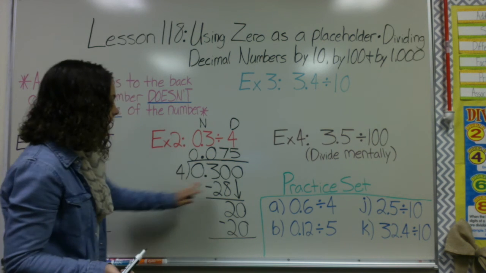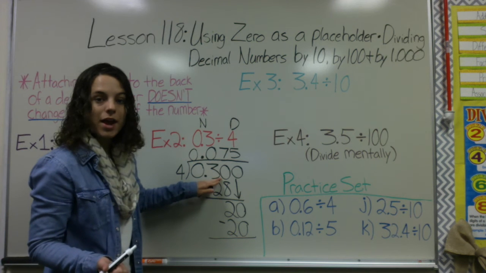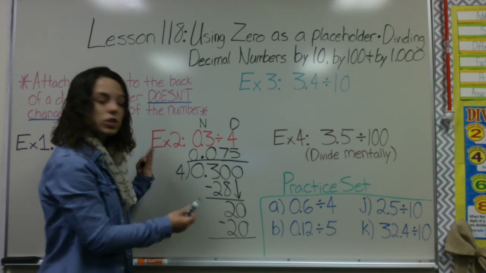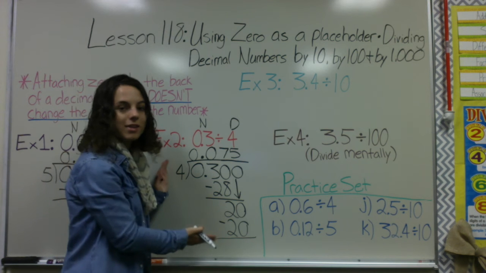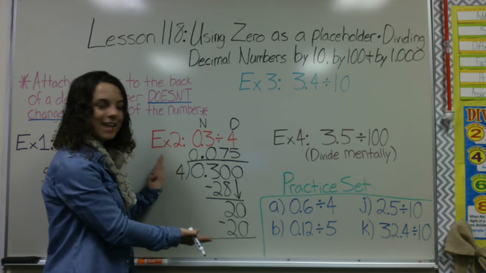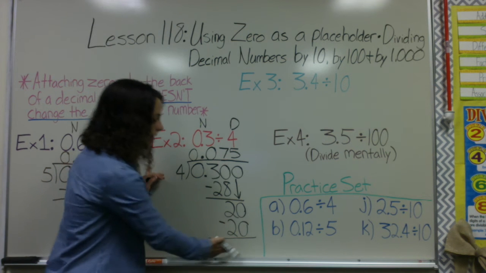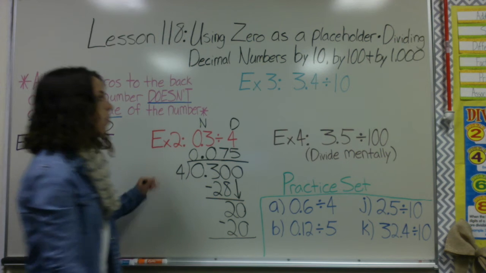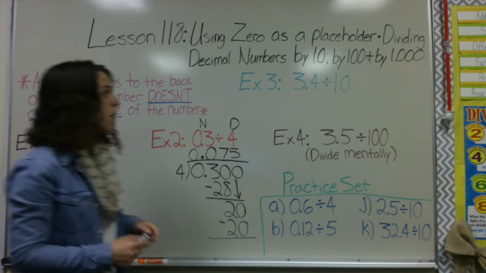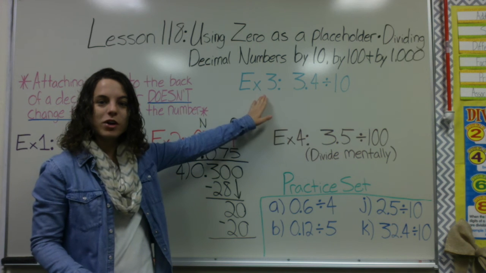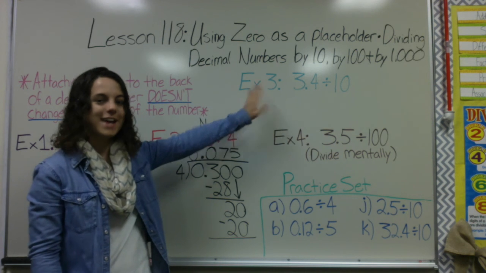So again, I had to start off by adding a 0, and I can keep adding as many zeros as needed, but our dividing process is the exact same thing. I'm just attaching zeros to keep bringing them down until I do not have a remainder anymore. I'd like you to go ahead and try example 3. I have 3 4/10 divided by 10.